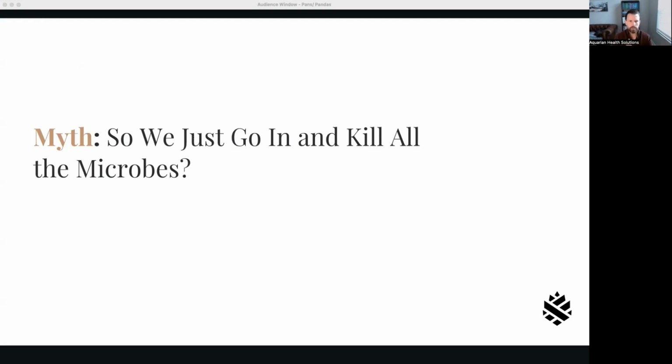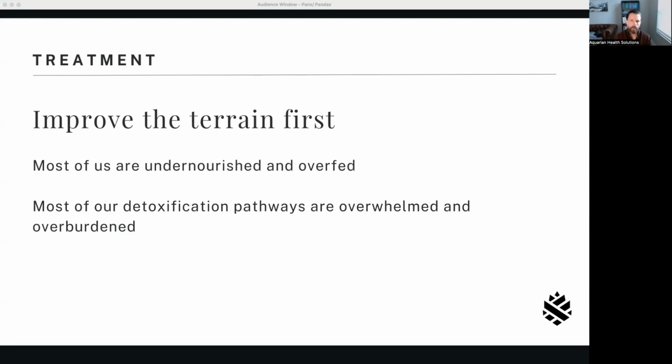And so all this being said, most of you probably think, okay, we may not just go in and kill the strep, but let's just go in and kill all the microbes and the brain will be happy. This is the traditional line of thinking. And unfortunately, this doesn't really work in my experience. And it doesn't work because oftentimes we have to improve the terrain first.